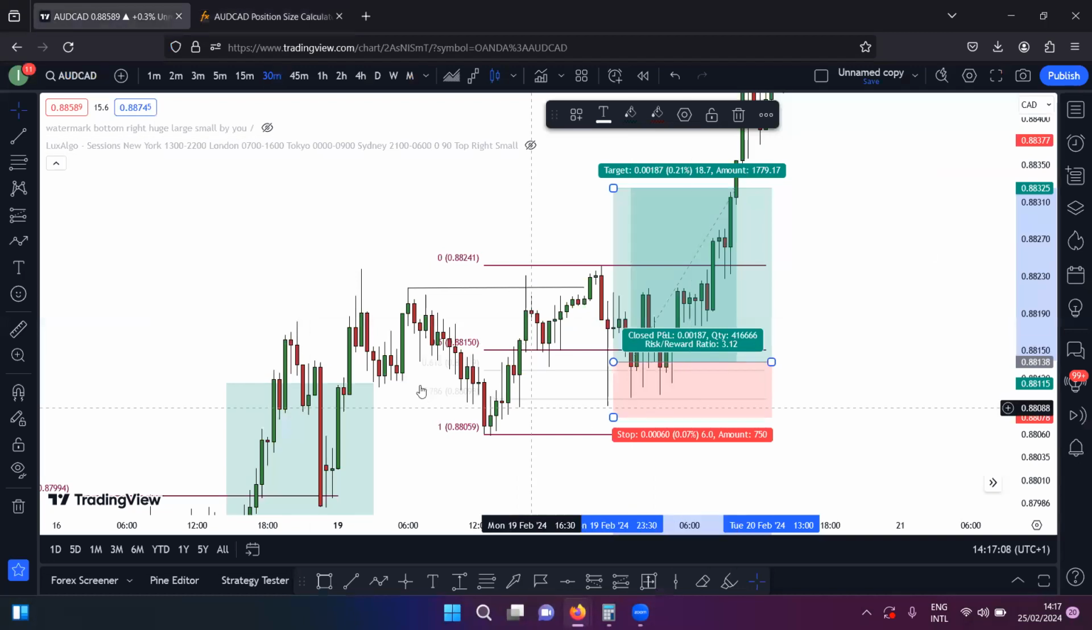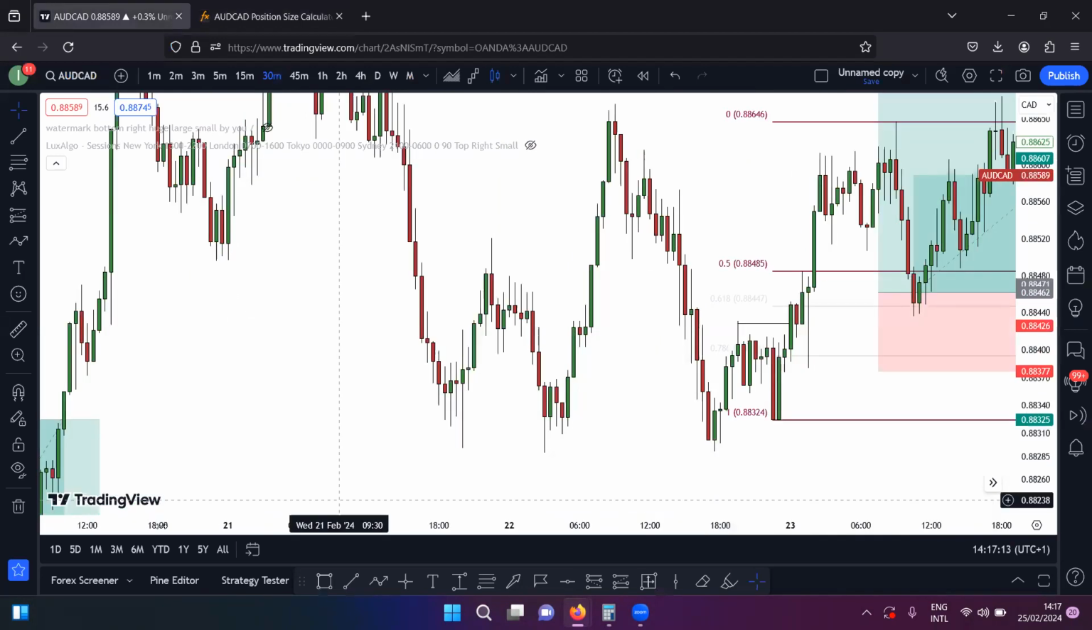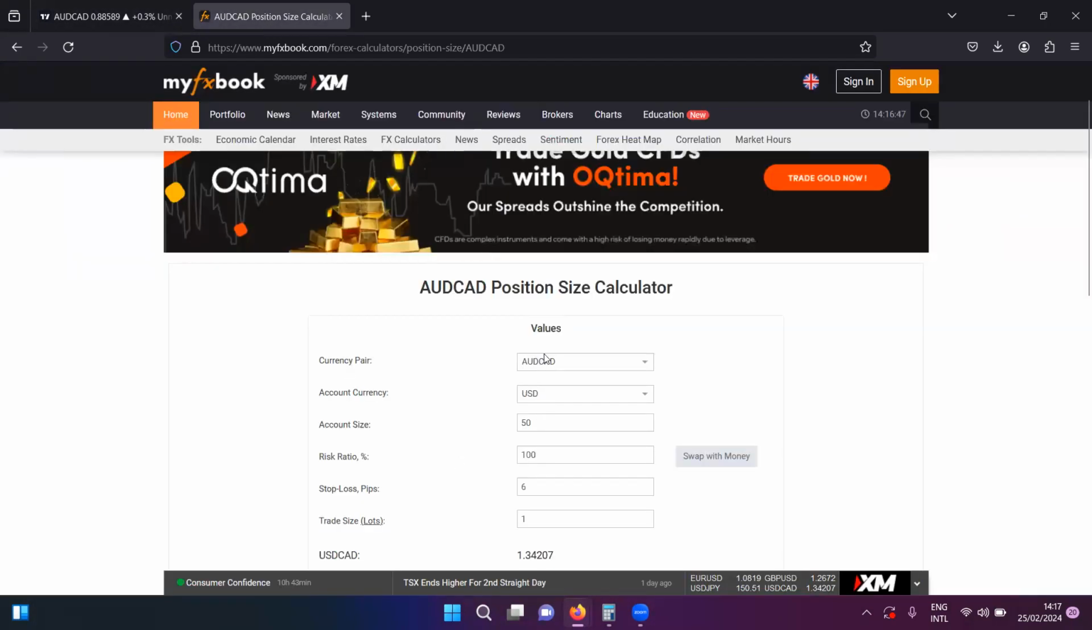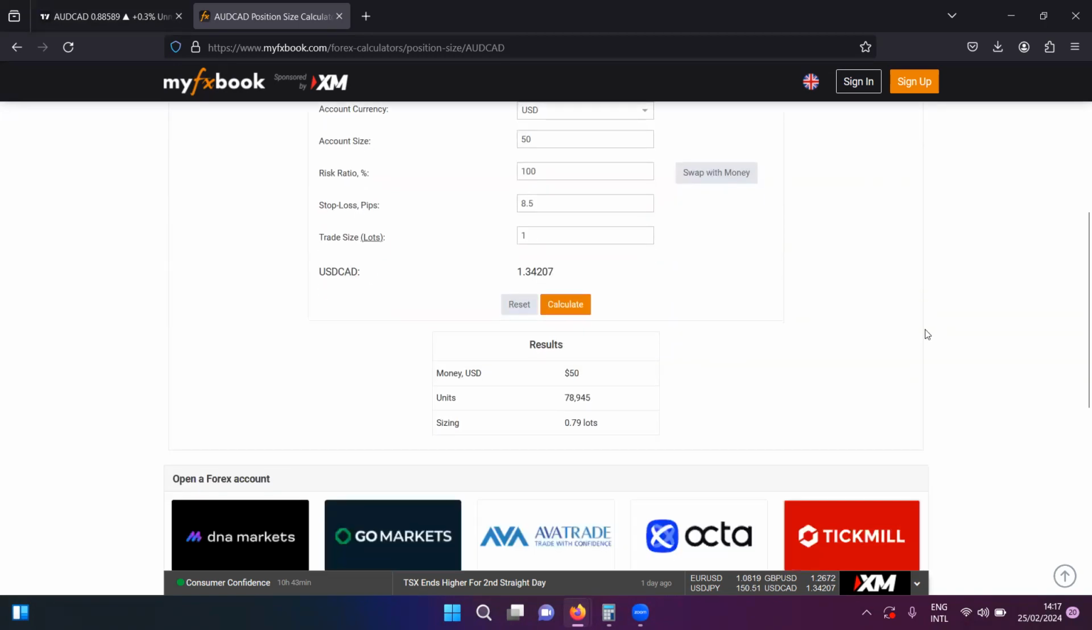Now let's look at our first trade. What do we see here? Our stop loss is 8.5. Since we are trading AUD/CAD, we select AUD/CAD, and our stop loss is 8.5. We are still risking $50, and our risk ratio is 100. We calculate, and you see the lot size is 0.79.